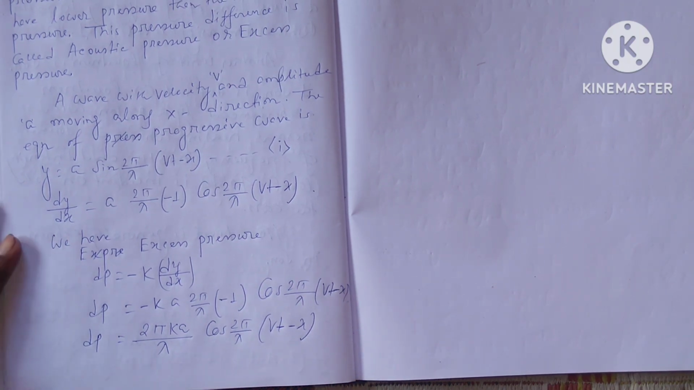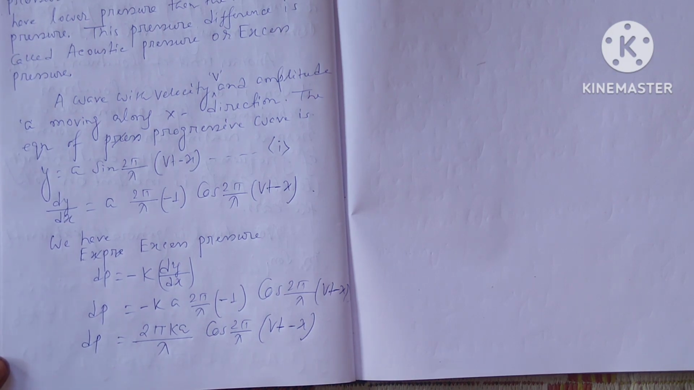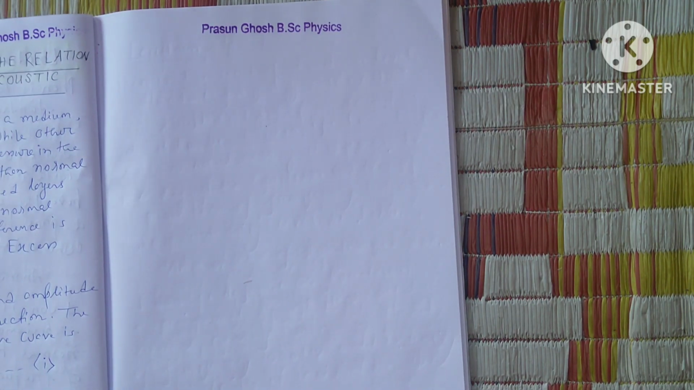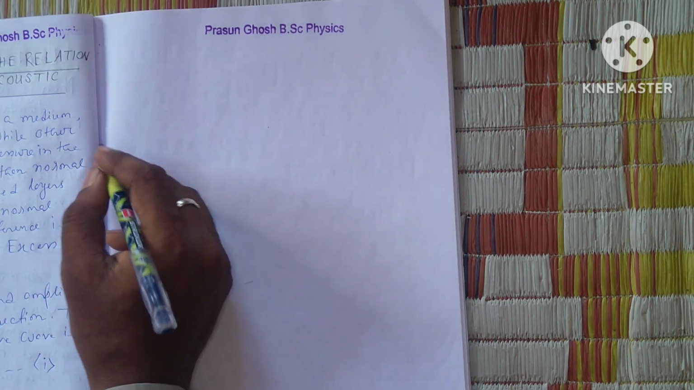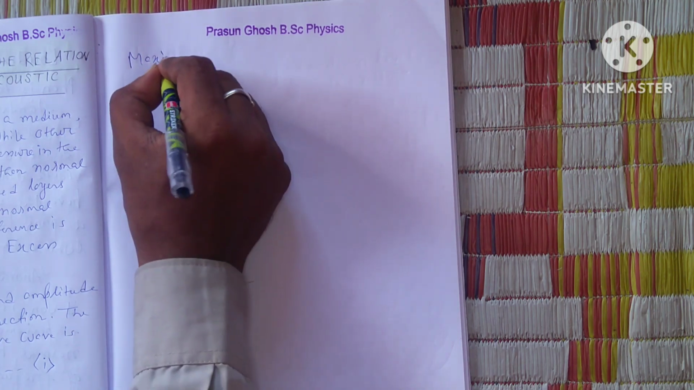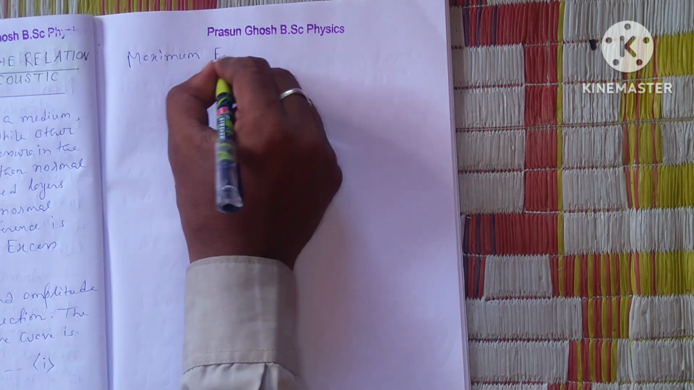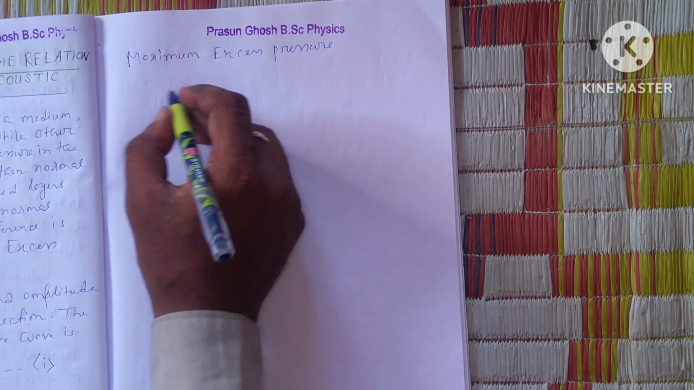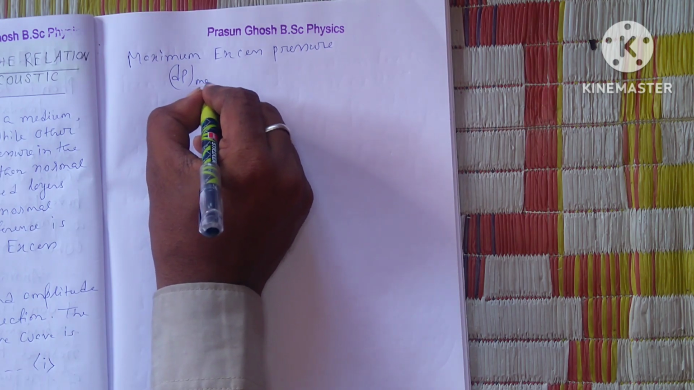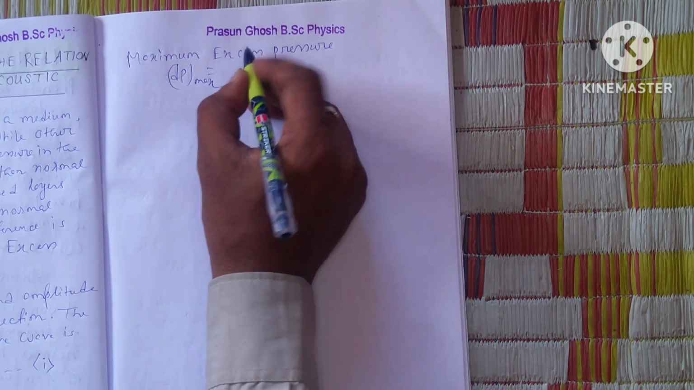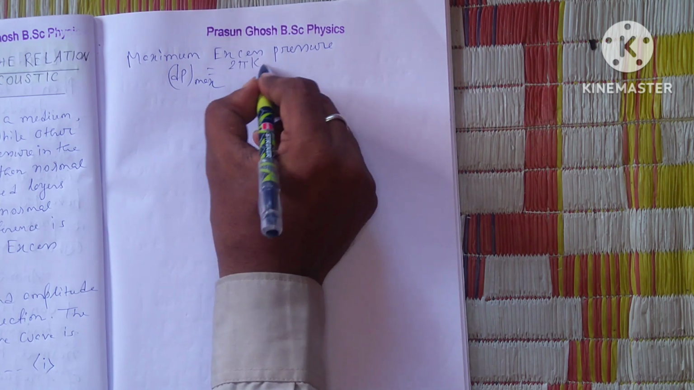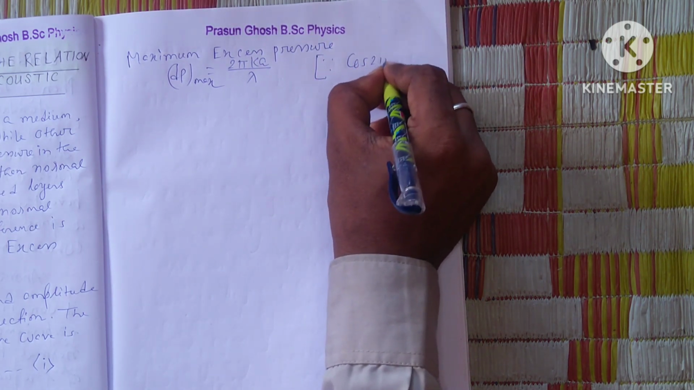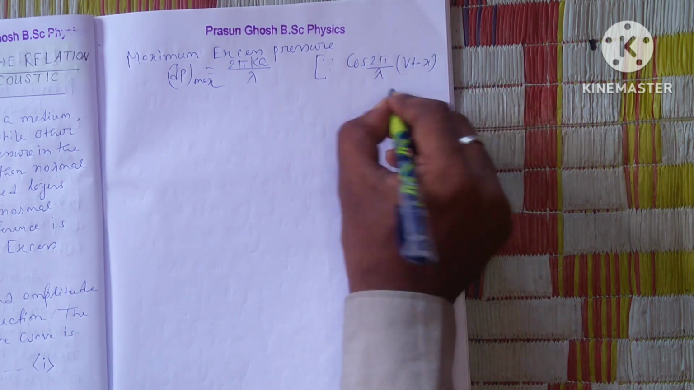Now the maximum excess pressure, we can write, dp max equals 2 pi kA by lambda, since cos 2 pi by lambda (Vt minus x) equals 1.